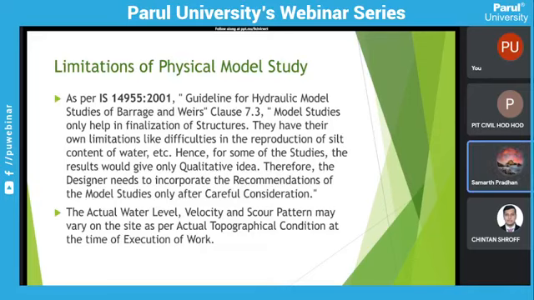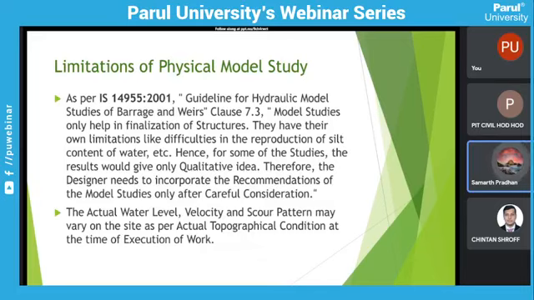Whatever the actual river condition is, we are reproducing it here. Suppose sand is there, sand cannot be converted in the scale, so only very fine silt particles will be there. If we try to do that, the silt will wash away, so you cannot run the model. So we have to keep these limitations in mind, that you cannot exactly incorporate this result to the actual site condition. Some limitations should be kept in mind for the final decision.